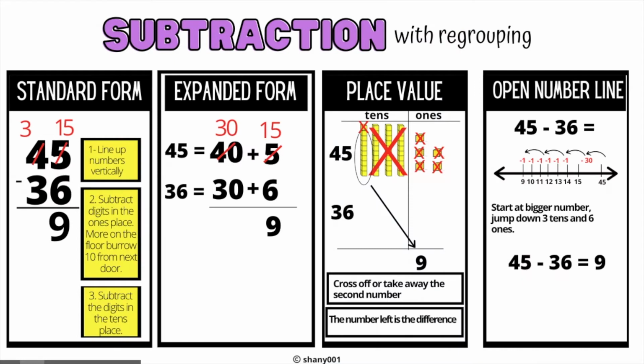Now let's go ahead and look at different ways you can subtract. We can subtract the standard form way, which is the regular way. We can subtract the expanded form way, in which you expand the number and then subtract. We can go ahead and practice using place value visuals by drawing it out. And we also can subtract using an open number line. Now let's go ahead and take a closer look at each one.